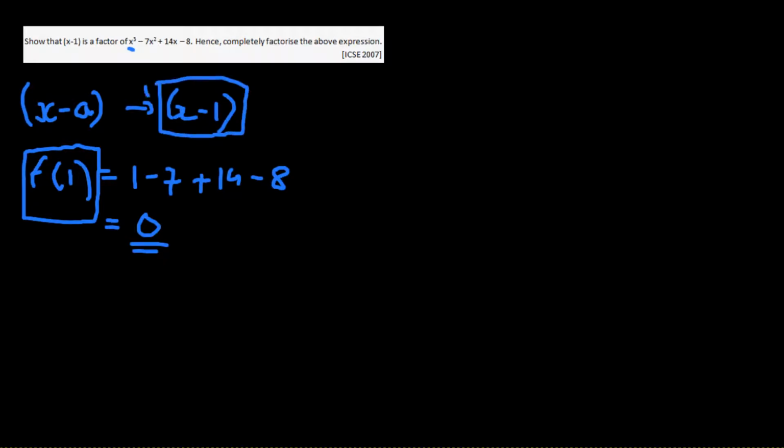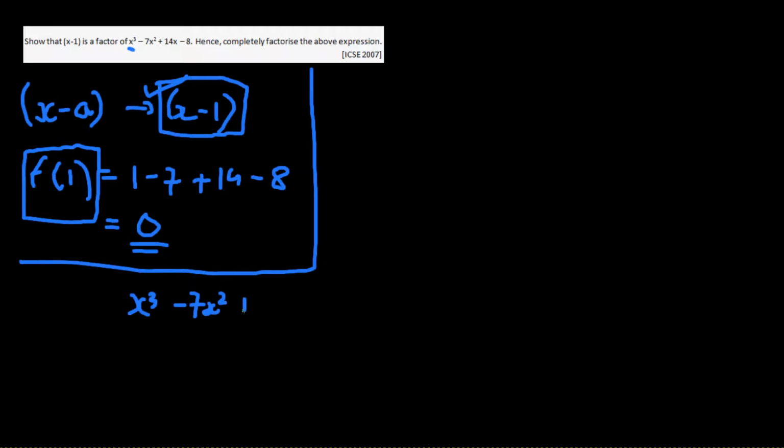And now this is a little tricky part. Hence, completely factorize the above expression. I'm not sure if you guys have learned how to factorize using that long division method. I'm going to go over it quickly. So you have x cubed minus 7x squared plus 14x minus 8. It's like normal division, it's exactly the same. So we know that x minus 1 is a factor. So what we do is put x minus 1 over here.